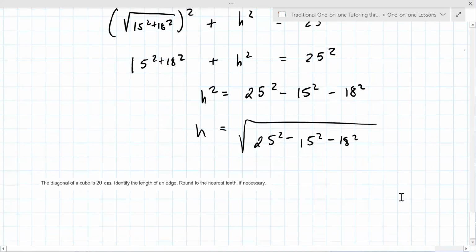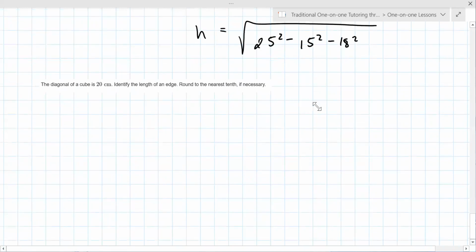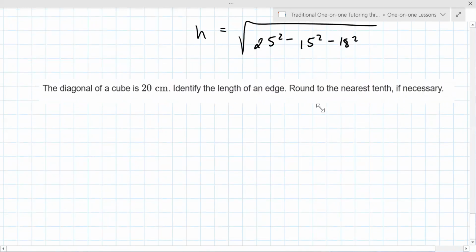Okay, so they tell you that the diagonal of a cube. So cube means that all the sides are the same.